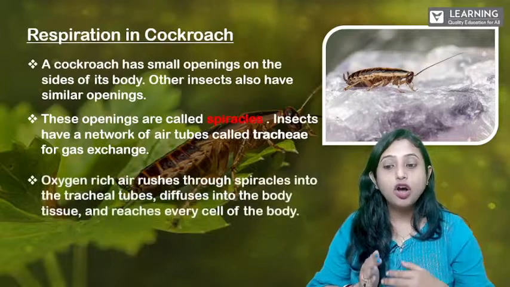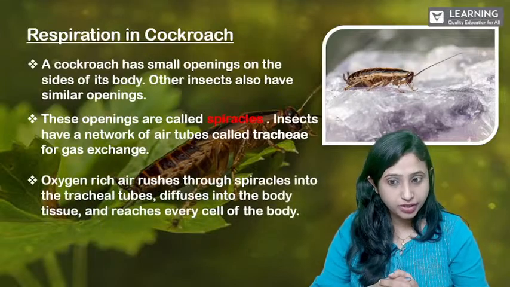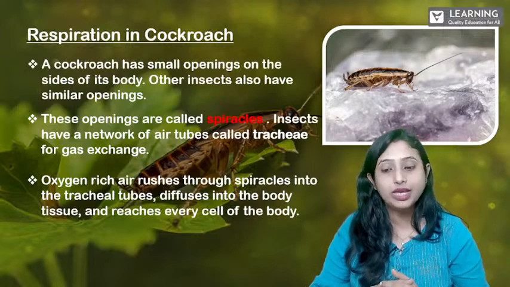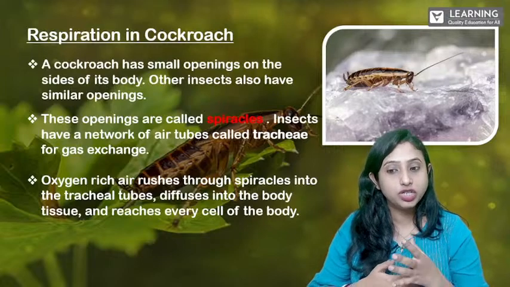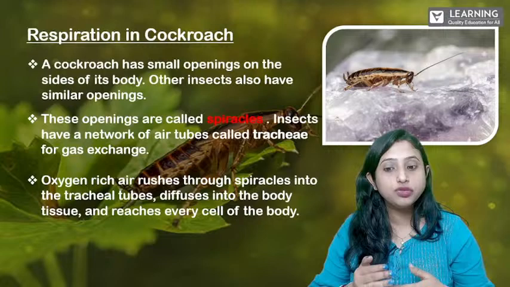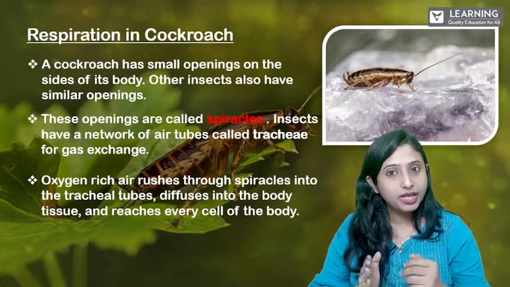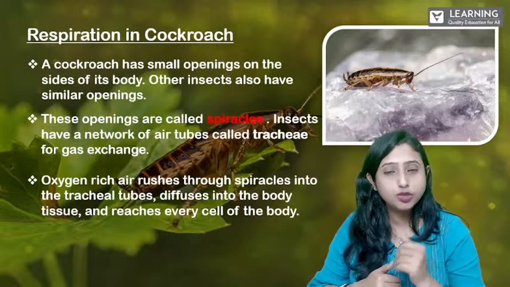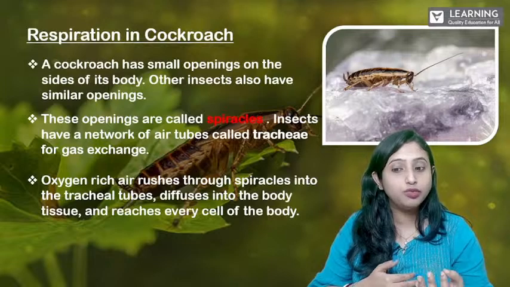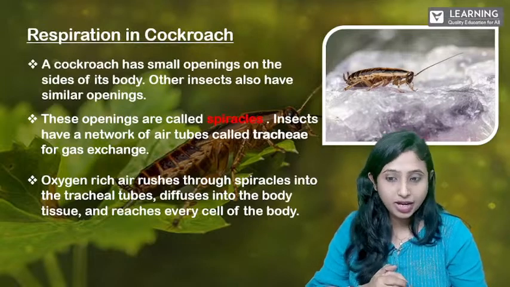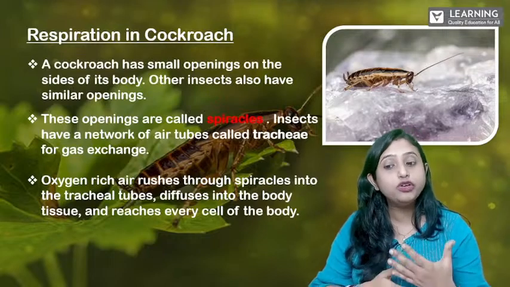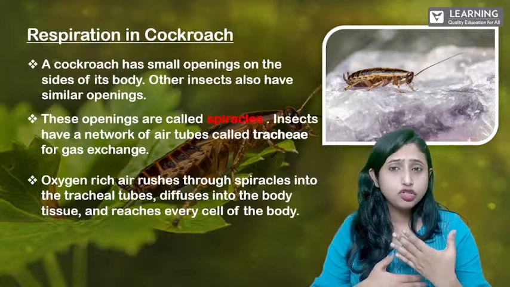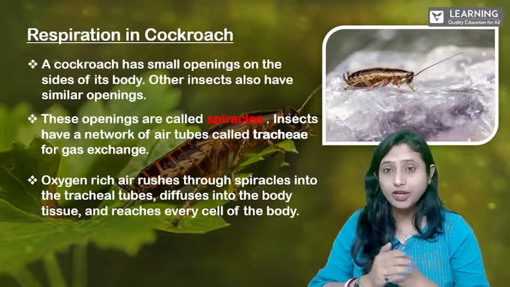Clear? Yes. So the oxygen-rich air rushes through the spiracles into the tracheal tubes, diffuses into the body tissue and reaches every cell of the body. So what happens? The oxygen-rich air passes through the spiracles, and through the spiracles it passes into the tracheal tubes. The spiracles are nothing but small openings. Through them the oxygen-rich air goes to the tracheal tubes. After that, it diffuses into the body tissues and spreads to each and every cell of the body. That is how respiration takes place in the cockroach.